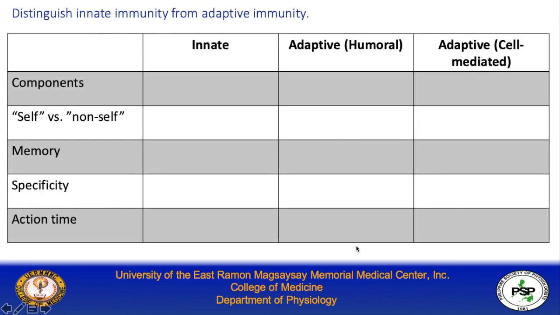Okay, so as we go along the video or lecture, please fill this up. These are the different components of our immune system. We have the innate immunity and the adaptive, and the adaptive can be further subdivided into cell-mediated and humoral immunity. And kindly fill this out.